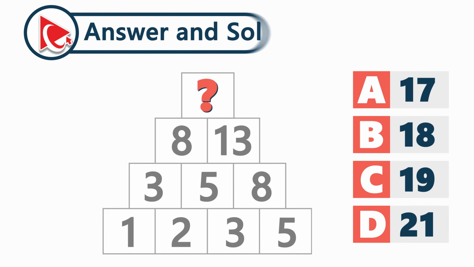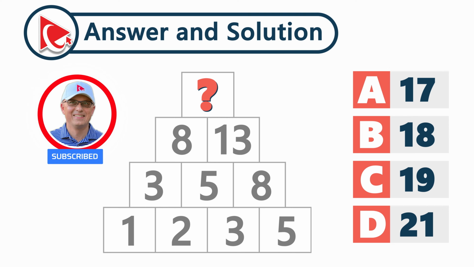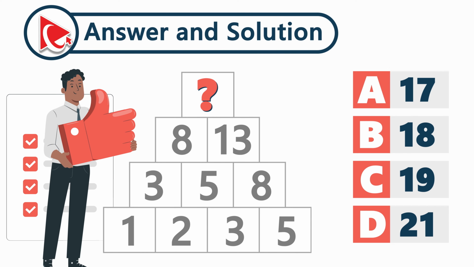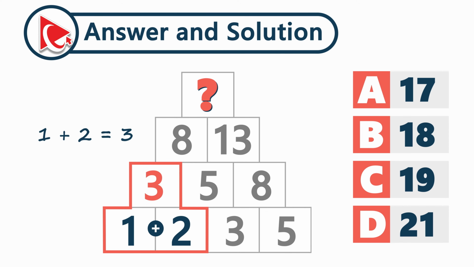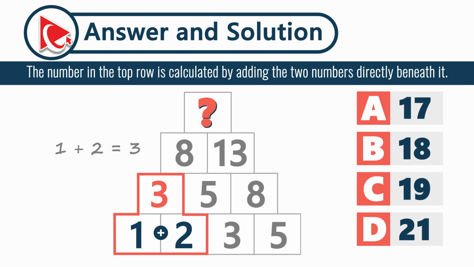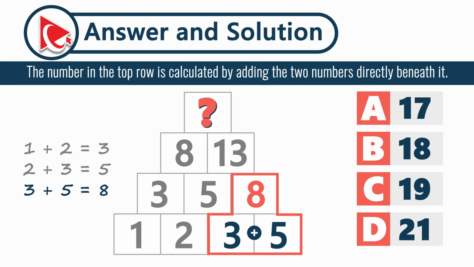The pattern here is very simple, but it's only available for those who view it from the right perspective. But I'm pretty sure you're one of those people. Take a close look at the bottom two rows, especially the numbers on the left. 1 plus 2 equals 3. In fact, the number in the top row is calculated by adding the two numbers directly beneath it. Don't believe me? 2 plus 3 equals 5. 3 plus 5 equals 8.